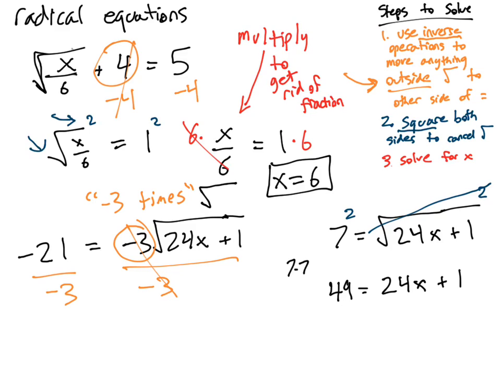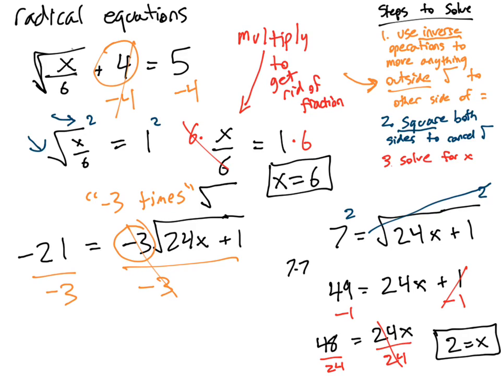Now to finish solving this equation, we'll need to do a couple of things. We need to subtract 1 from both sides of the equation so that we can get that plus 1 to cancel out. And 49 minus 1 gives us 48. So 48 equals 24x. And that 24x means 24 times x. So we can divide both sides of our equal sign by 24 to cause those to cancel out. And 48 divided by 24 is 2. So x equals 2.